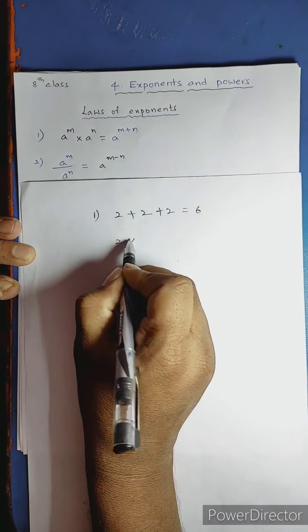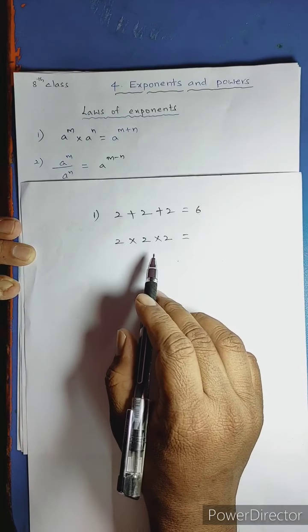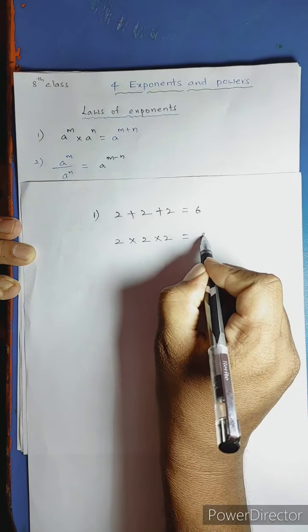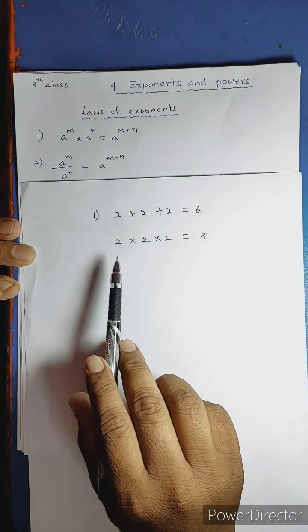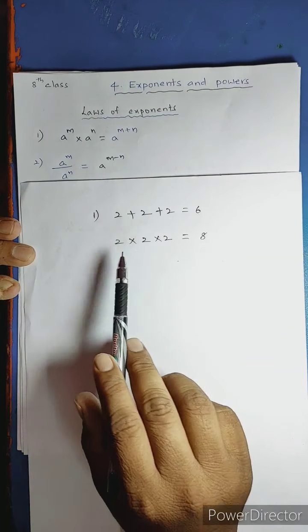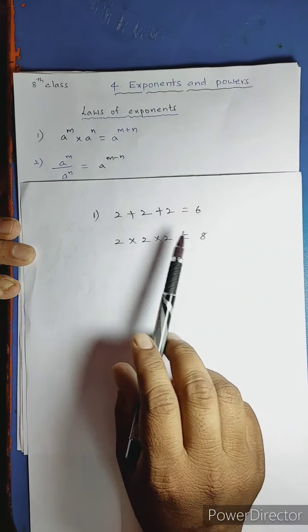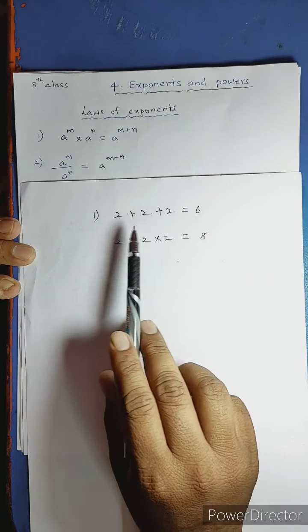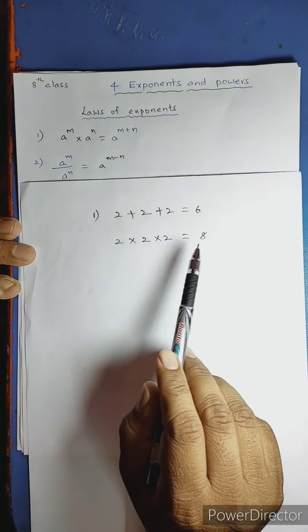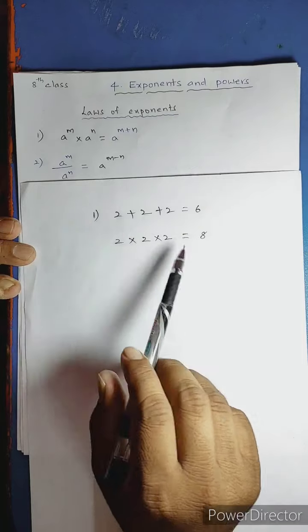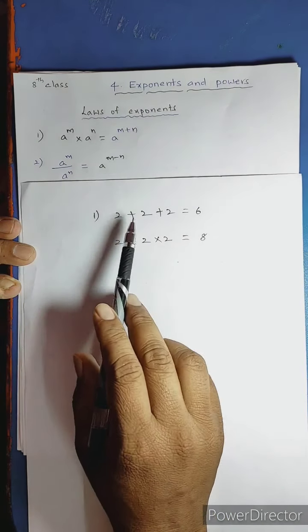In the same way, 2 into 2 into 2. 2 2s are 4, 4 2s are 8. Adding the same numbers, multiplying the same numbers, will the answer be the same? No. 2, 2, 2, 3 times 2. 2, 2, 2, here also 3 times 2. So what is the difference between these two?